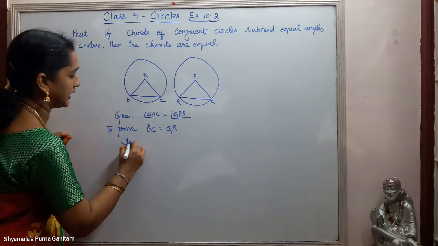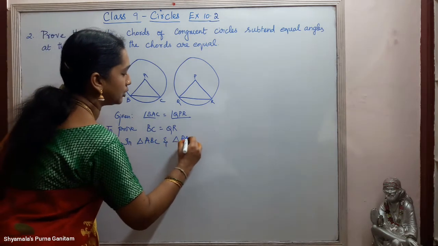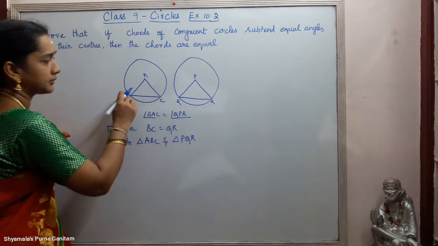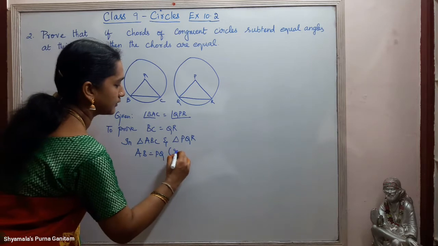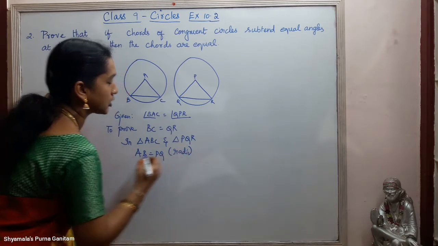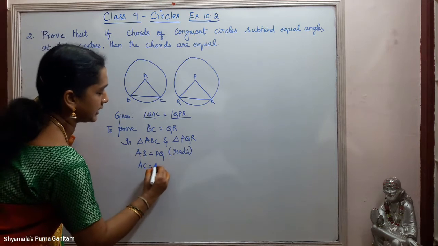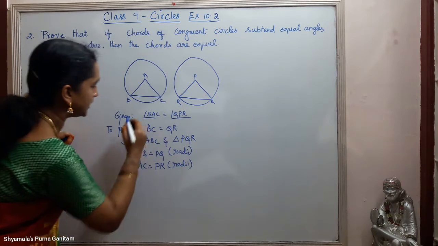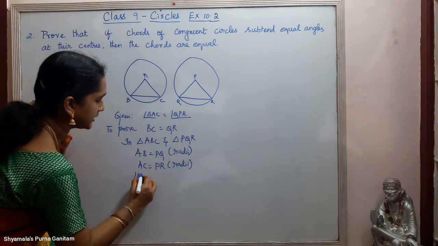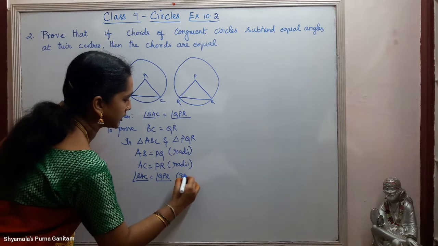So we will take triangle ABC and triangle PQR. We know that AB is equal to PQ. Those are the radii. Since they are congruent circles, the radii will be equal. Then AC is equal to PR. This is also radii. Then in the question it is given that angle BAC is equal to angle QPR.